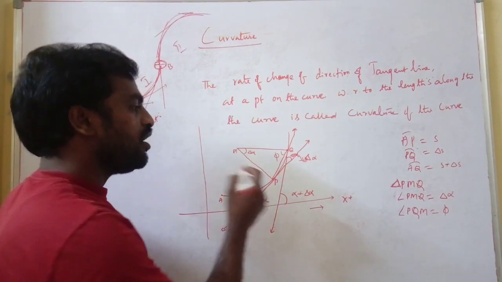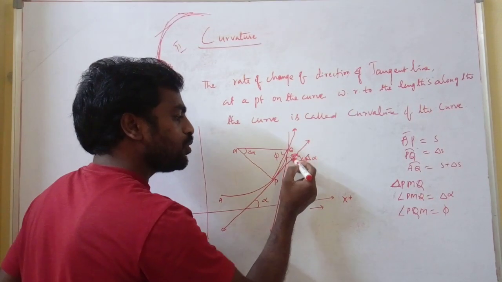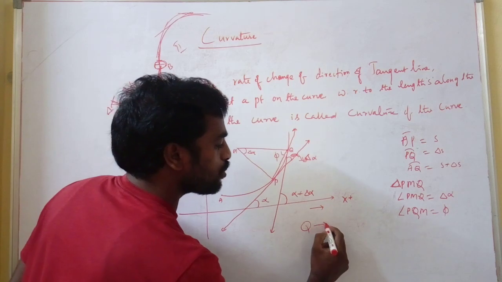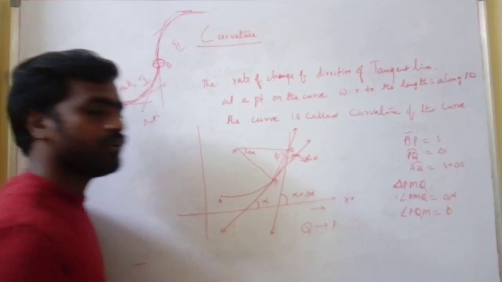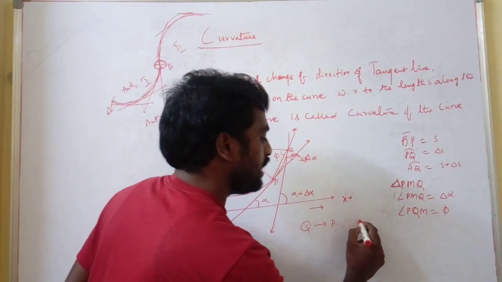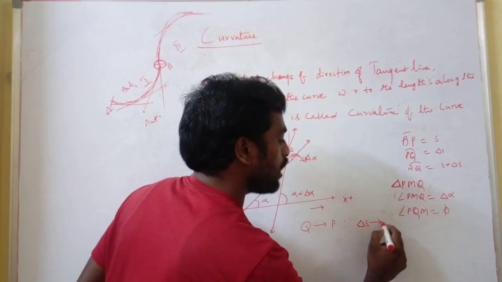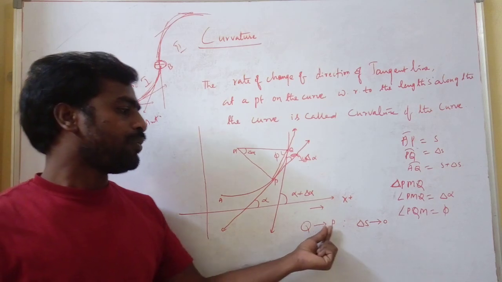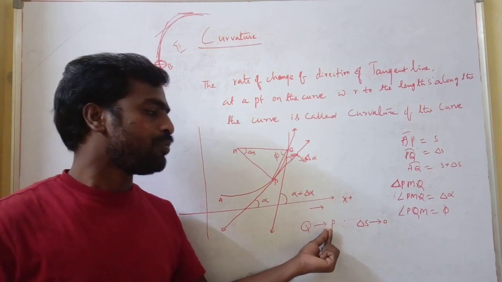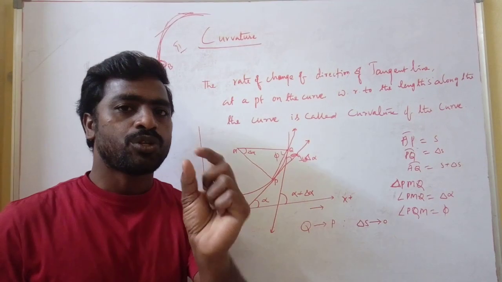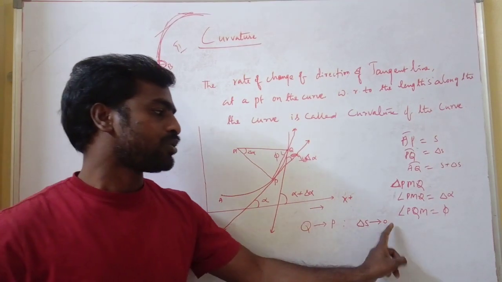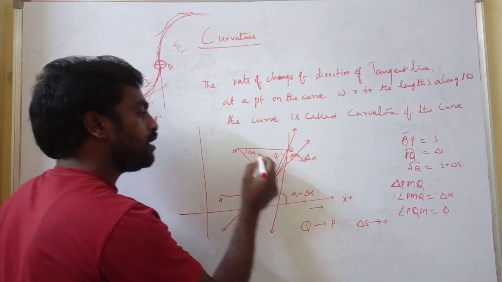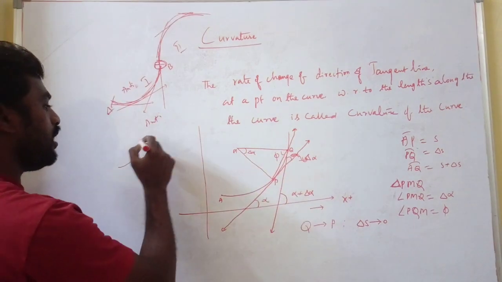Next, if point Q moves towards point P, that means the distance delta S approaches 0. As Q approaches P, delta S approaches 0, and the angle phi, that means the arc.